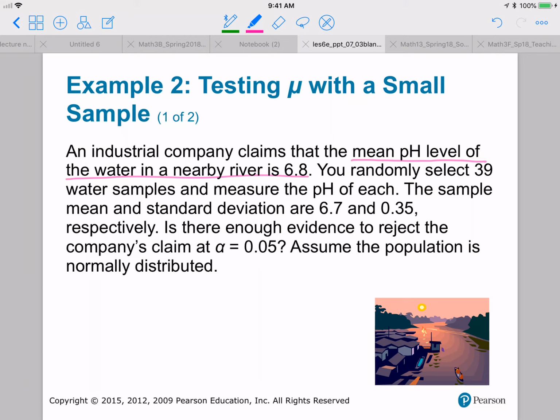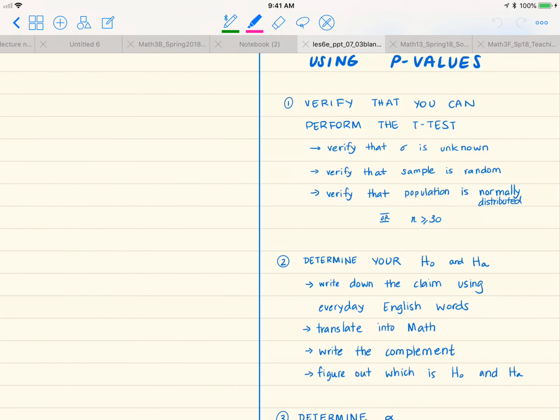Okay, so I'm going to go through and highlight the key phrases, keywords. An industrial company claims that the mean pH level of water is 6.8. You randomly select 39 water samples. So it's a random sample, and n is equal to 39. And you measure the pH of each, so I'm going to have 39 different pHs. The sample mean and standard deviation are 6.7 and 0.35, so x bar is 6.7 and s is 0.35. Is there enough evidence to reject the company's claim at alpha equals 0.05? So alpha is 5%. And then assume the population is normally distributed.